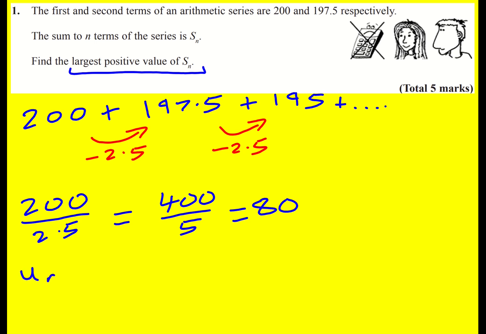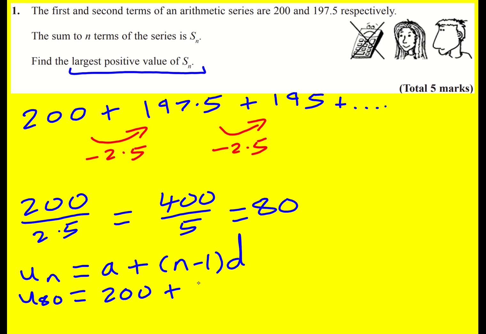And if we want to check, we can do un is equal to a plus n minus 1 d. That's our general nth term of an arithmetic sequence. So u80 would be 200, the first term, plus 79. Now actually, I'm going to find out what u81 is because that will be a little bit easier. u81 would be 200 plus 80 times minus 2.5.